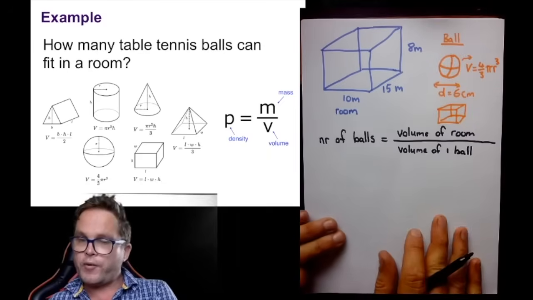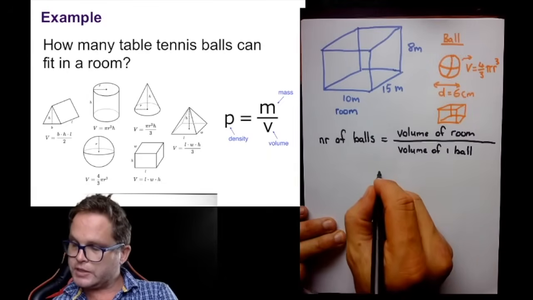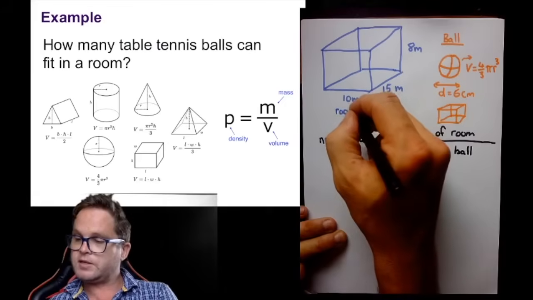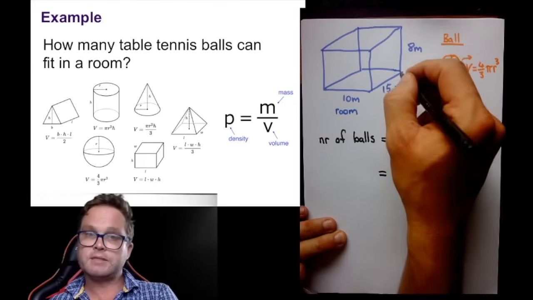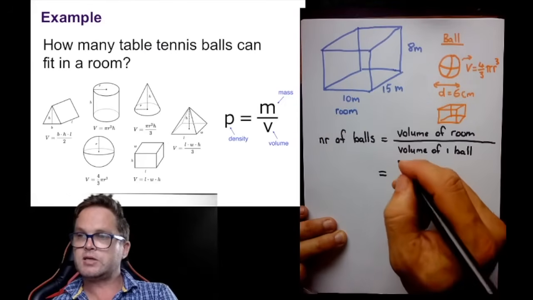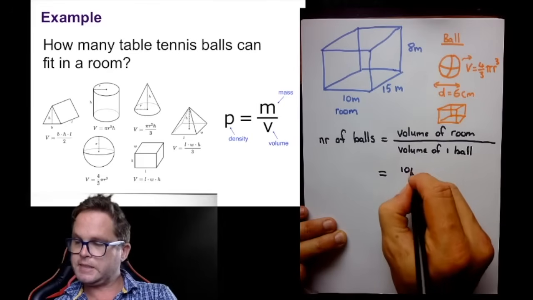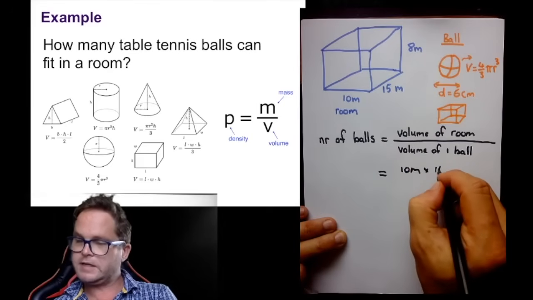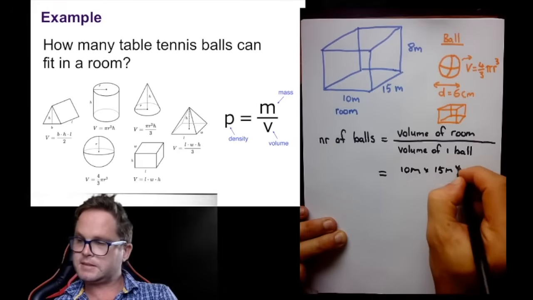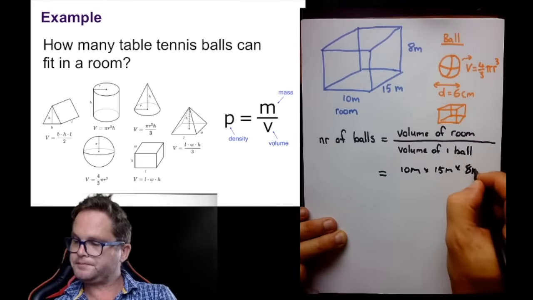So if I go ahead and do that calculation, the volume of the room is going to be the length times the breadth times the height. So this is going to be equal to 10 meters times 15 meters times 8 meters.